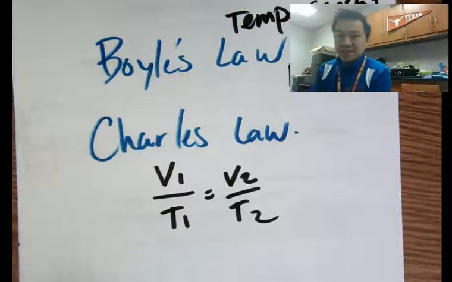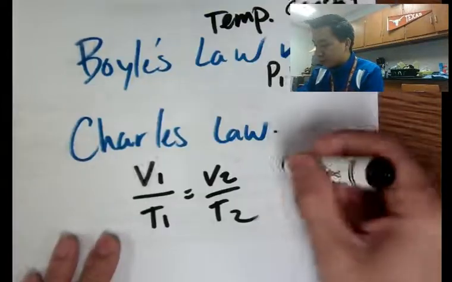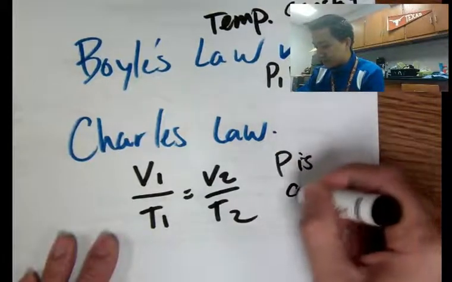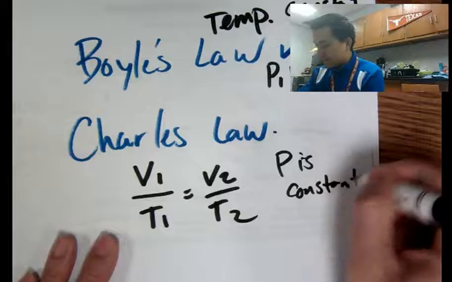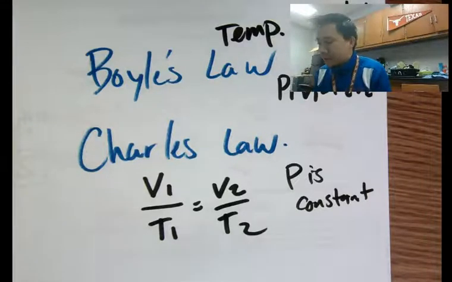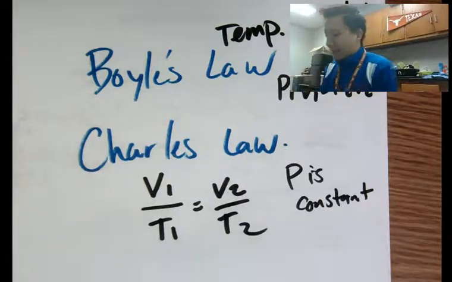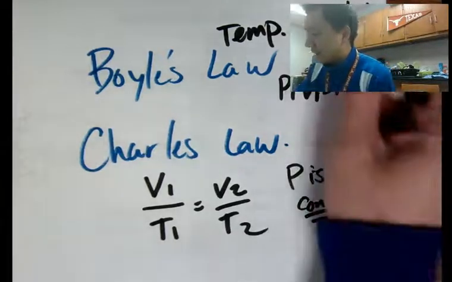What variable is missing in here? Pressure. There's no pressure, so pressure is constant. If you have a pressure, you can pick any pressure, and before and after it's the same. So then it cancels out anyways. That's why it's not in the equation. Anything that's constant means it stays the same.